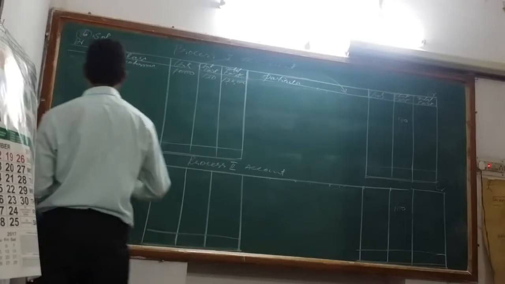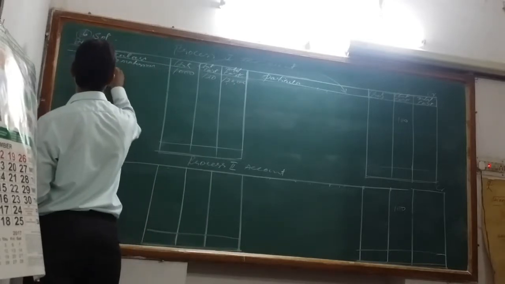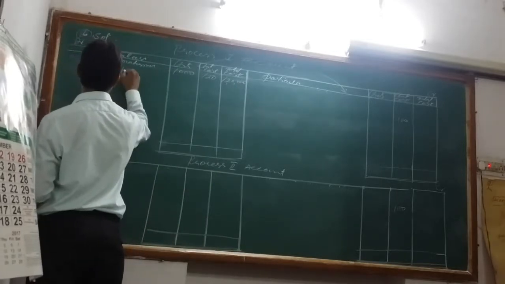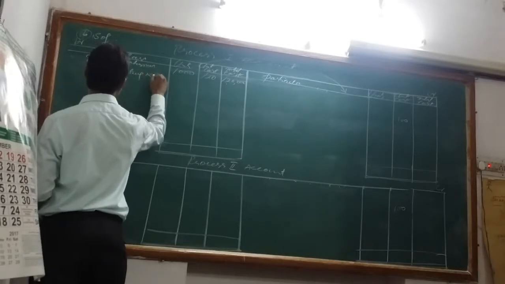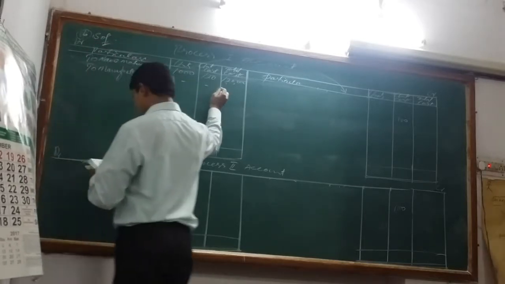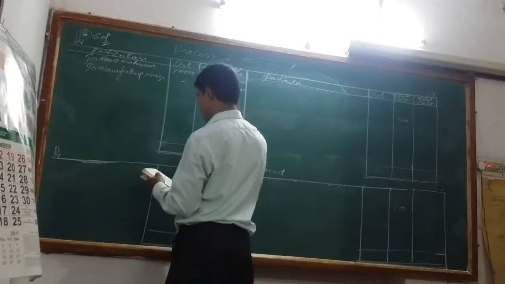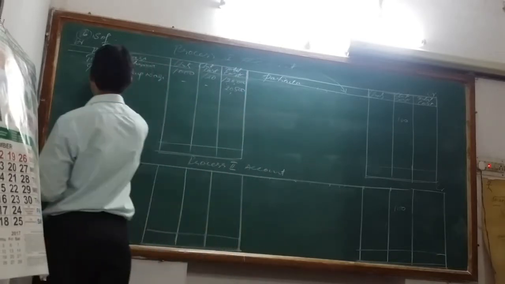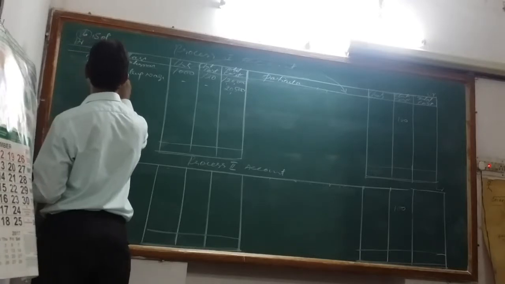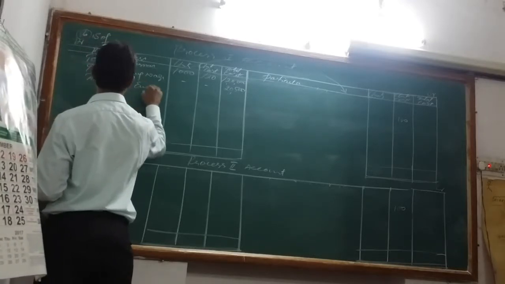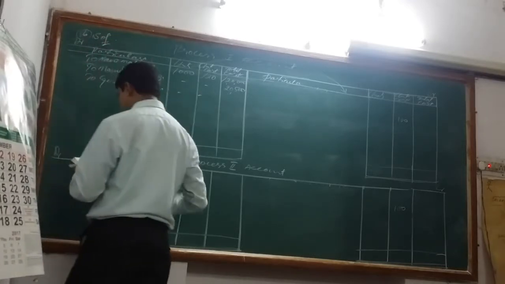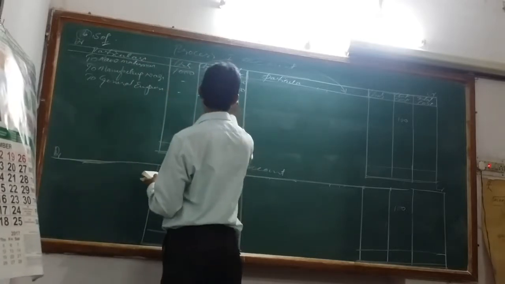To manufacturing wages, 20,500. General expenses, 10,300.